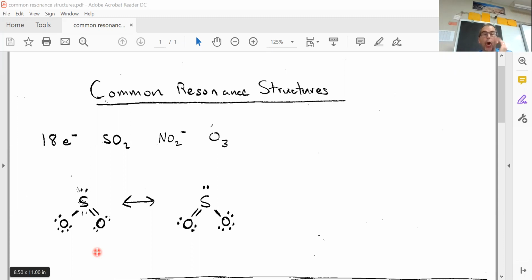Okay, I think I'm just going to show how I got this structure. It's a little bit of trial and error, and there are different ways to do this, but I'm just going to show one method. So I'm going to go to a draw function and grab my marker. I'm going to put sulfur as the central atom. It's the least electronegative, and there's only one of them.